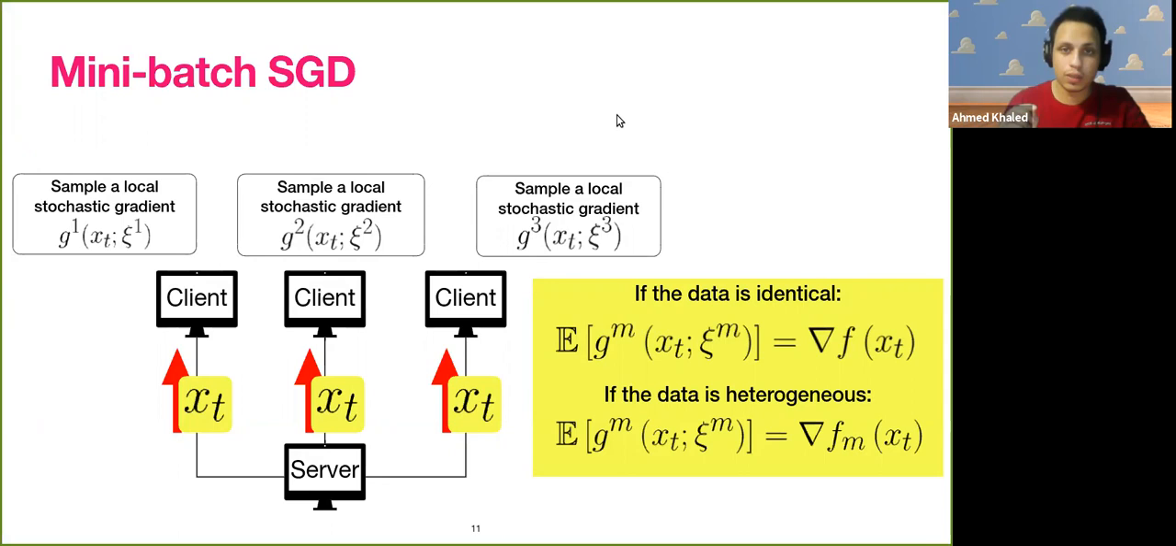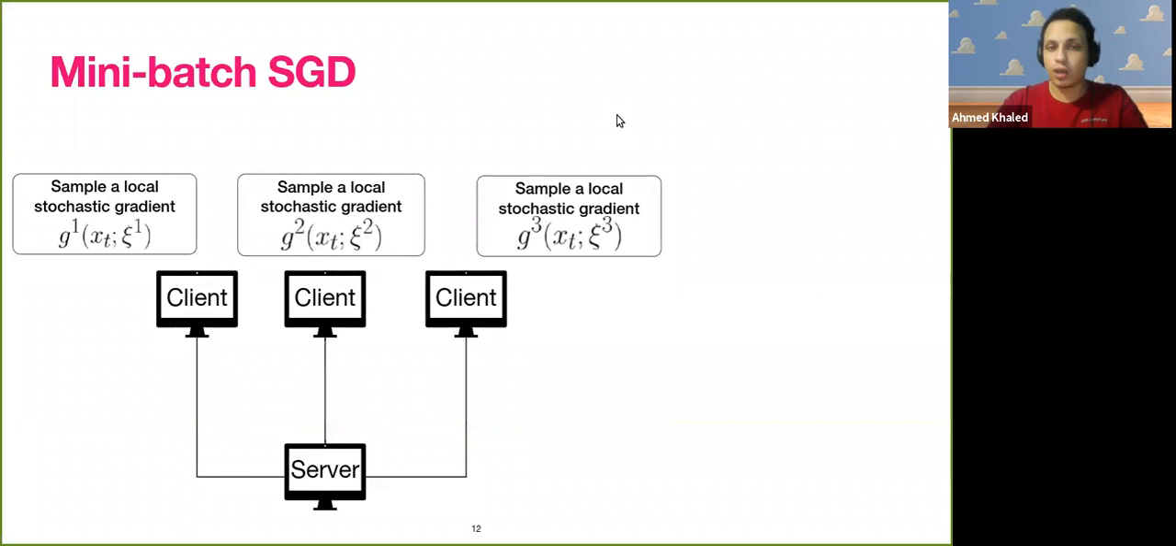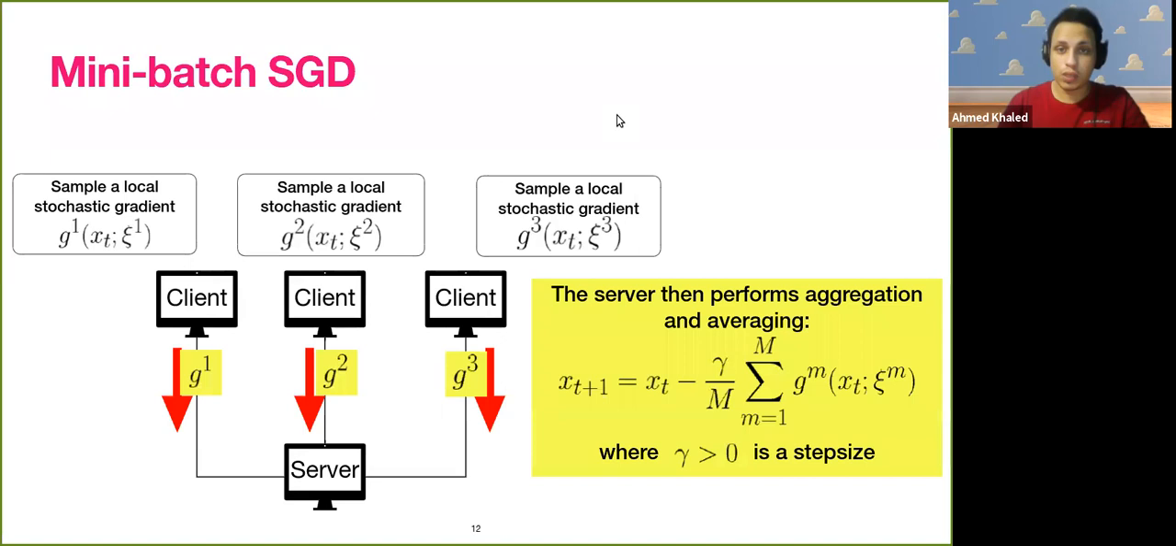And then after each client samples its local stochastic gradient, which, for people familiar with neural networks, is just one forward pass, we send these stochastic gradients back to the server, and the server then performs averaging of these stochastic gradients and does one SGD update of the form that is given. So here we just say XT plus one is equal to XT minus gamma times the average gradient computed from these nodes. And this turns out to be a pretty widely used method. It is easy to parallelize, easy to extend, but we want a little more.